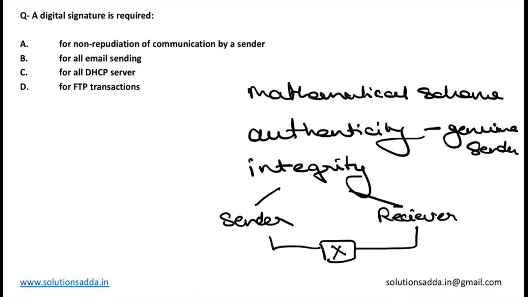What does non-repudiation mean? Non-repudiation means giving the assurance that someone cannot deny sending of the message or the validity of something. As in, if a sender is sending the message, then he must not deny that this message was sent by him. So, therefore, digital signature is required for non-repudiation of communication by sender. As all the other options don't have either authenticity or integrity, hence option A is the correct answer.